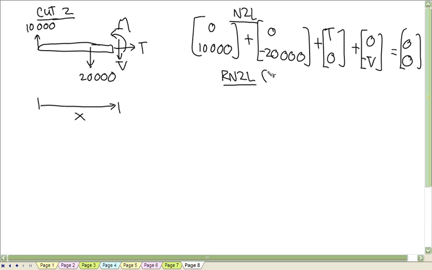And the rotational equation says still no moment produced by this, but there is a moment produced by the 20,000 down. That has a moment arm of 0.5, and it's clockwise. So negative 10,000 plus M minus Vx is equal to 0.